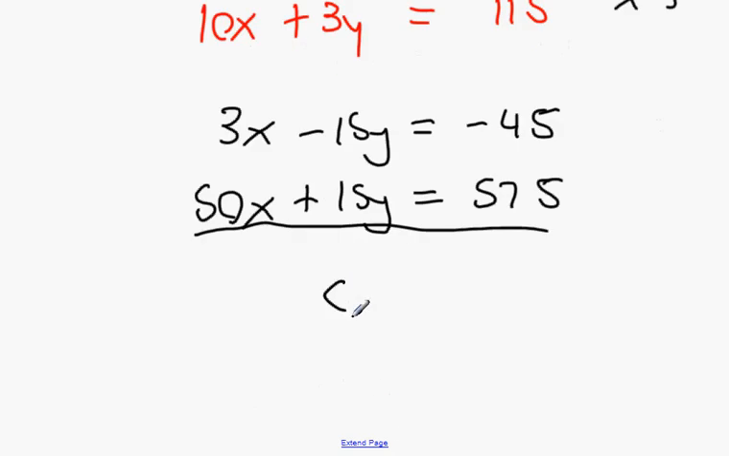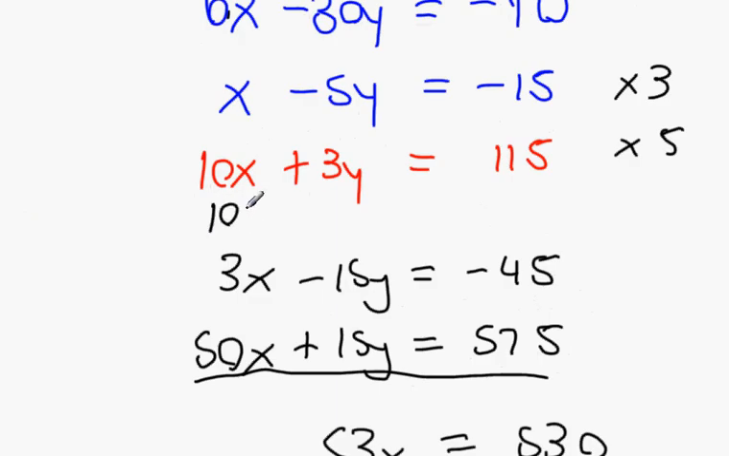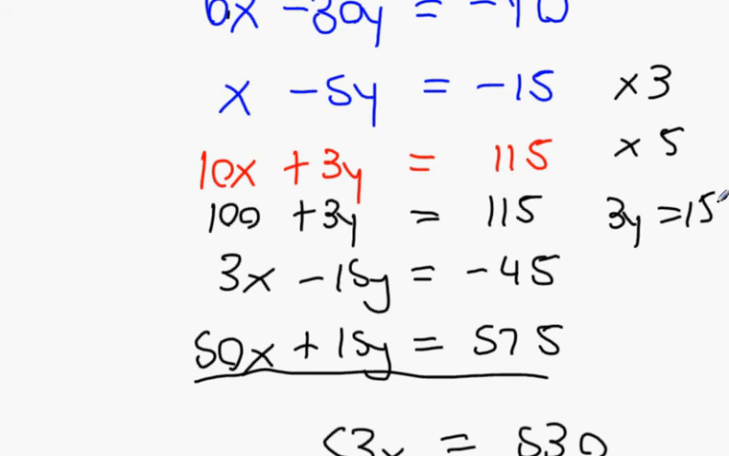53x equals 530. x equals 10. And if x equals 10, that makes 10x 100. 100 plus 3y is 115. Therefore 3y equals 15. Therefore y equals 5.